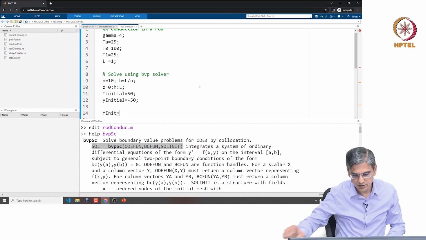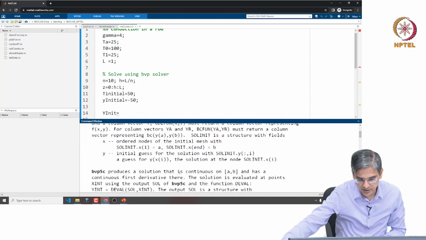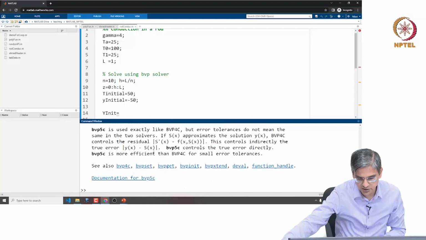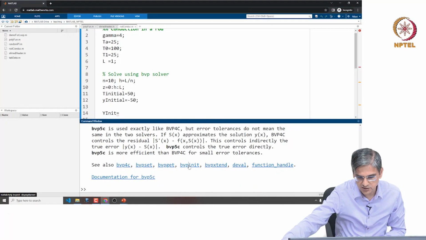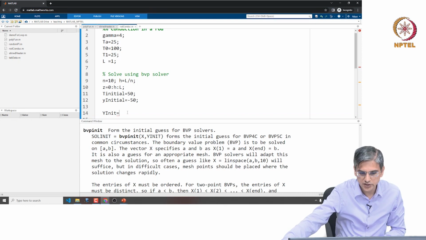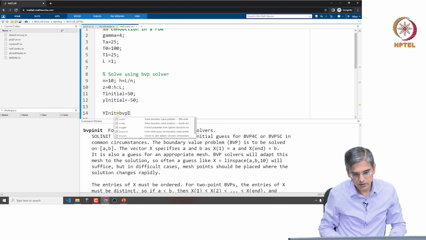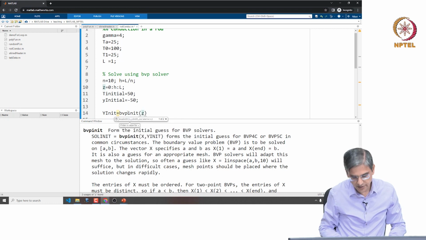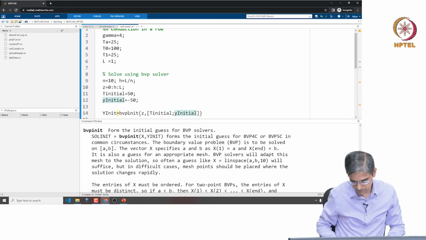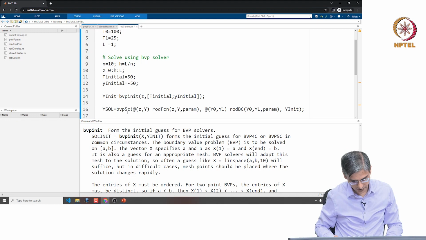So, y init. Now, the way you can have init is using an initialization function. Okay. BVP init is the function that can be used for initialization, and let us look at help for BVP init. Okay. So, BVP init is you give your z values and your y init values. Okay. So, BVP init of z comma, now what are y initial values? T initial semicolon y initial. Okay. That is going to be y init. Okay. So, let us save this.